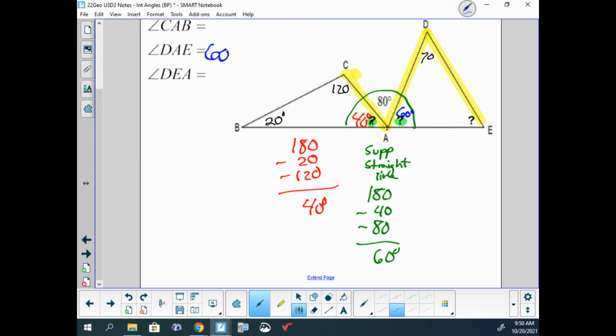I forgot to put my 40 in. Now we know 2 of the 3 angles in the third triangle. We know 60 and 70. So we can find the question mark by taking 180 minus 70 minus 60. And that is, I believe, 50. But let's just double check. Yep, 50.